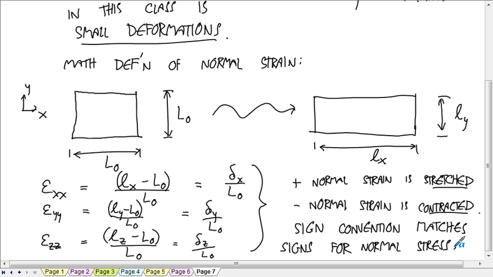Any questions? Okay, that's it for today. Next time we'll talk about shear strains, and then we'll talk about that linear relationship between the stresses and strains.